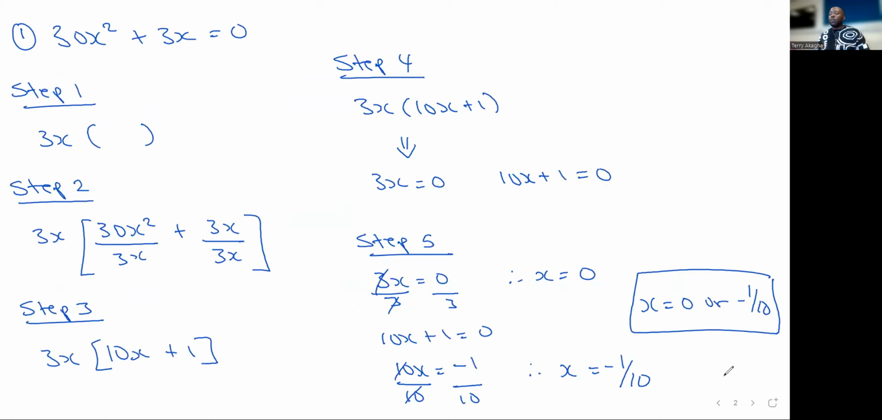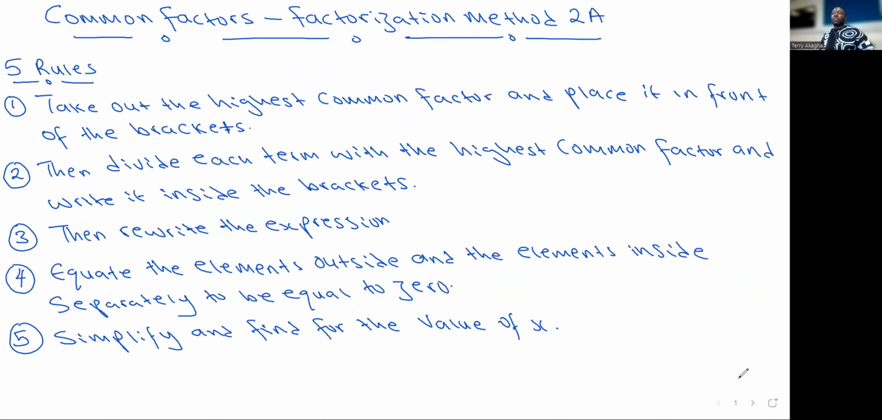And that's how you solve questions with what? Common factors. All right? You take out the highest common factor, you place it in front of the brackets, you then divide, then you rewrite the expression and simplify. You can just add simplify here if needed. All right, so you can write if needed, depending on the question. Then after that, you equate each of the elements outside and that inside to be equal to 0. Then you then what? Simplify.